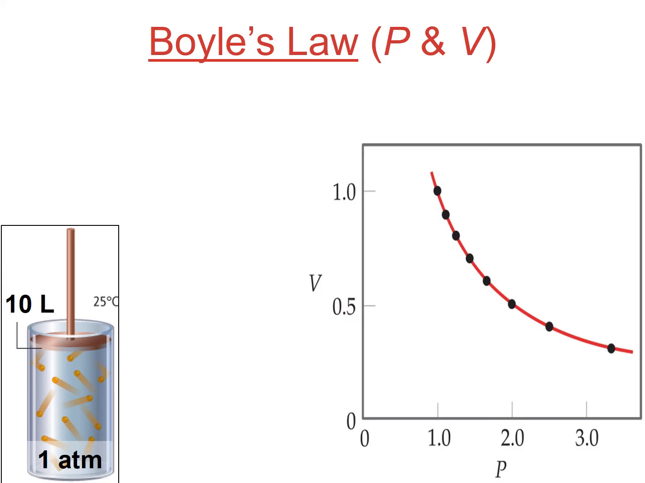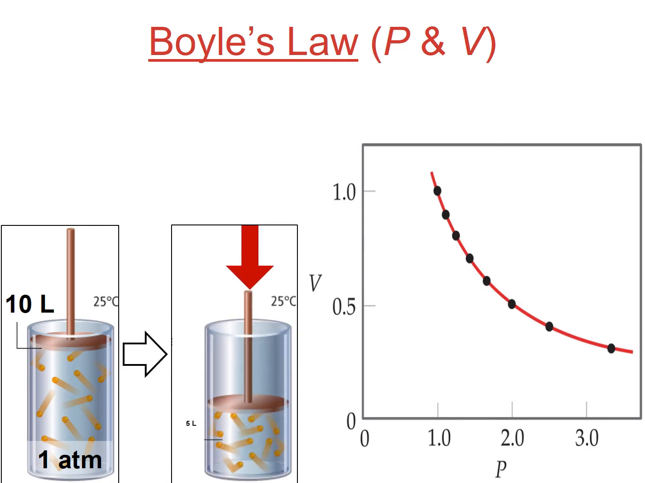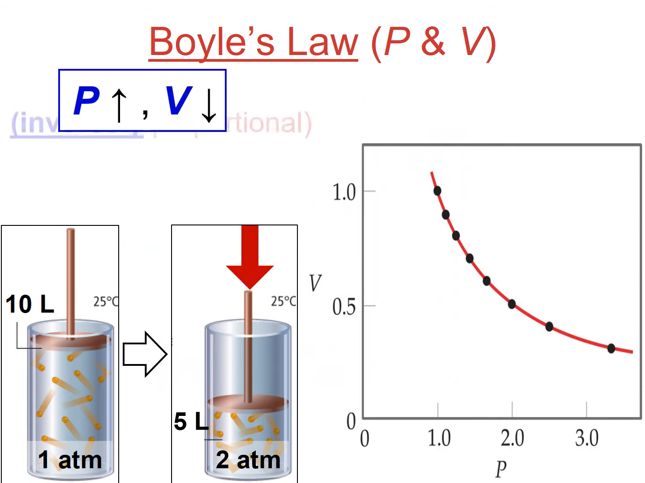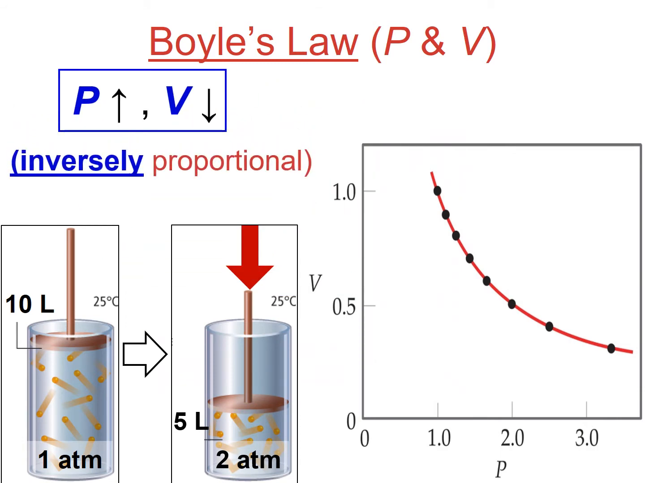First, we want to know, what is Boyle's law? We have two values to consider, the pressure and the volume. Here we see P is up, but V is down. So we say about these two values that they are inversely proportional. P is up and V is down.